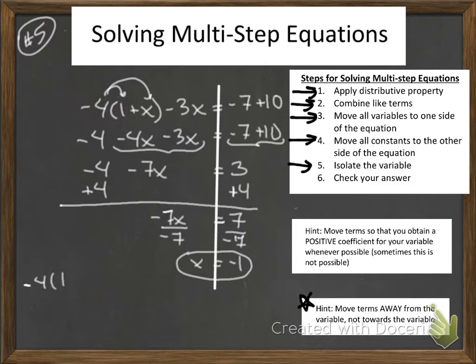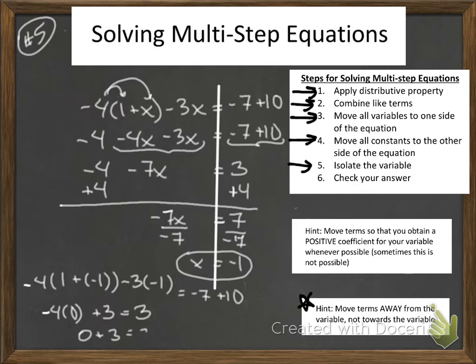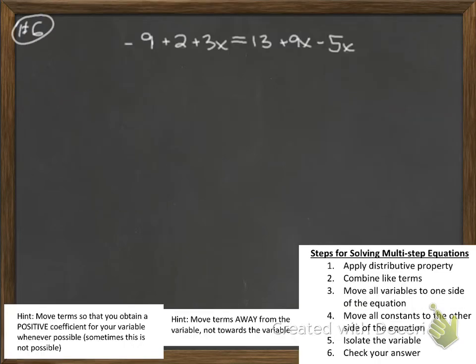So I have negative 4 parentheses 1 plus negative 1 minus 3 times negative 1 equals negative 7 plus 10. So negative 1 plus 1 is 0. So I have negative 4 times 0. Negative 3 times negative 1 is positive 3. Negative 7 plus 10 is positive 3. So I literally have 0 plus 3 equals 3, or 3 equals 3. So that checks out. Let's do another problem.